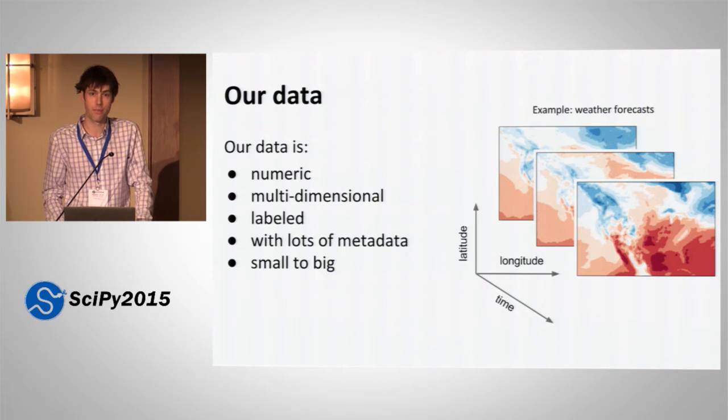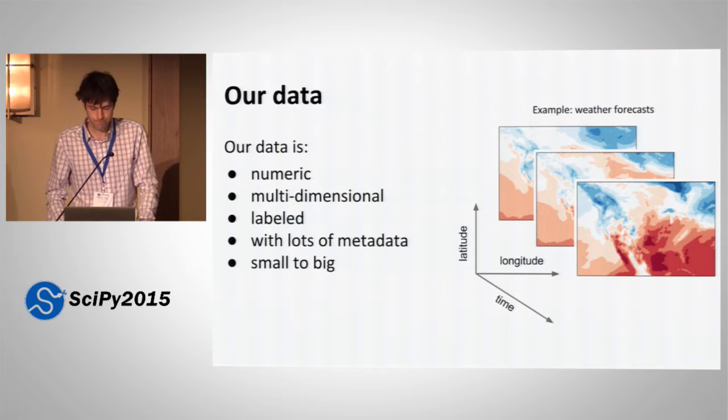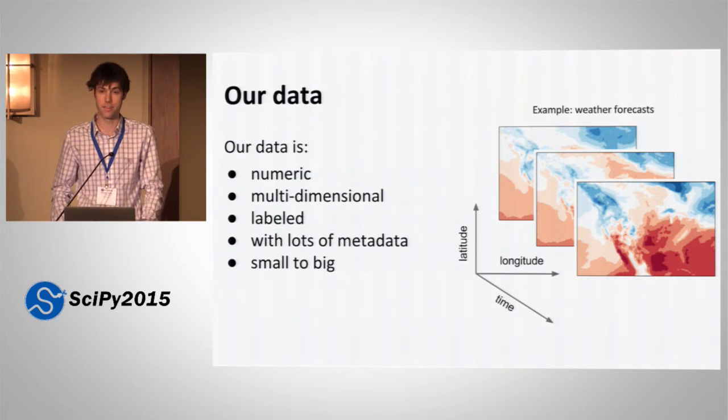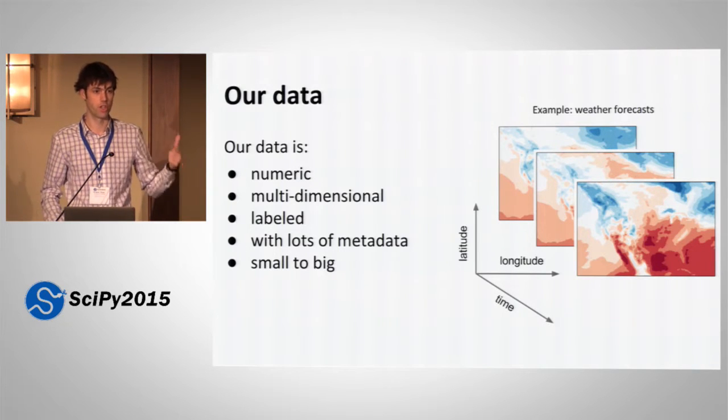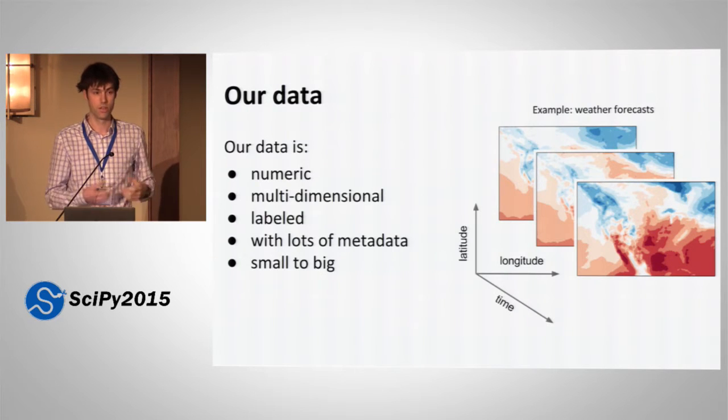And the data also has a lot of labels. There's a lot of structure to this data, so for example, each of the axes has a name. I have a latitude dimension, a longitude dimension, a time dimension, and then each point along these axes also has a name, or has a label associated with it. We have these labels, and we'd like to have tools that can leverage them.